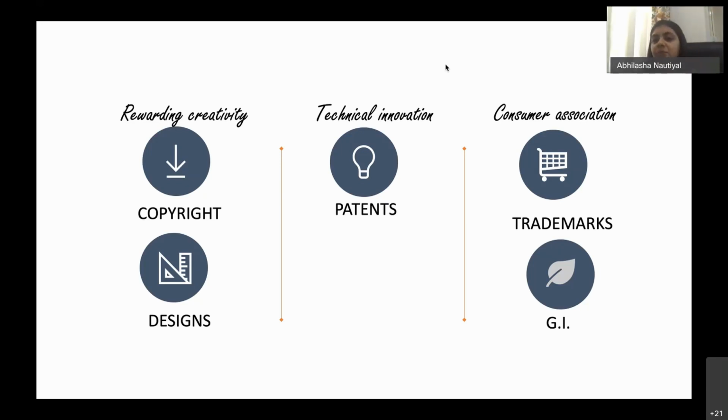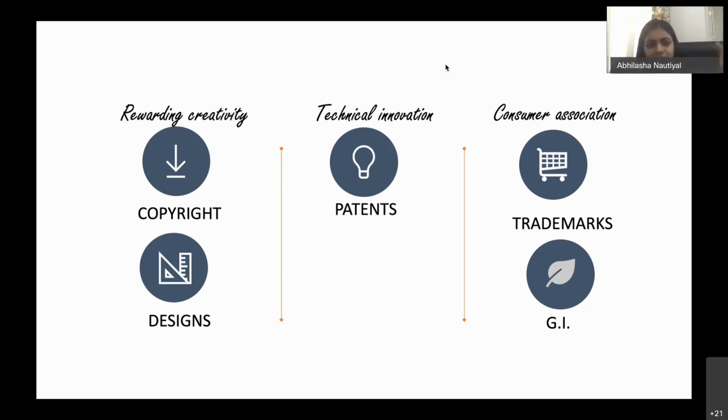So there is overlapping protection for tech. Most of it will be covered in patents, and a very residual portion could also go into copyright. Now comes the third category, which is consumer association. Here the idea or the policy of the law is not to really protect the owner of the mark.